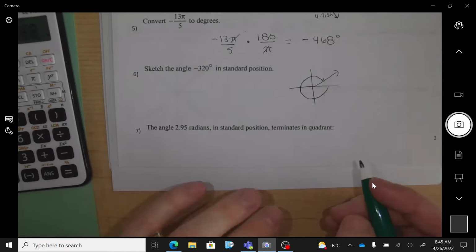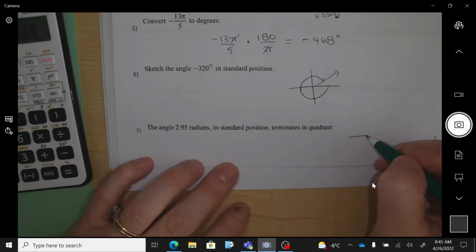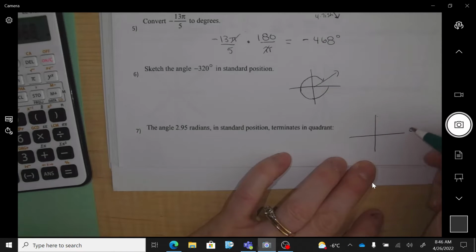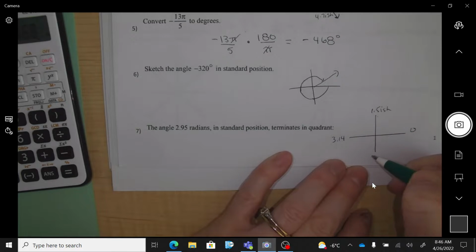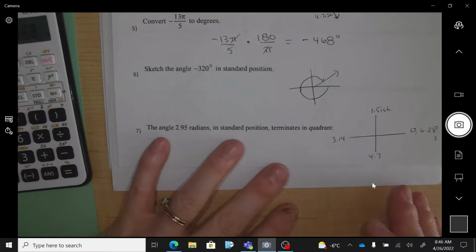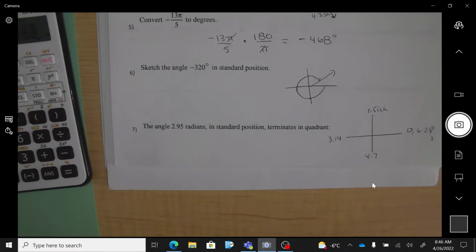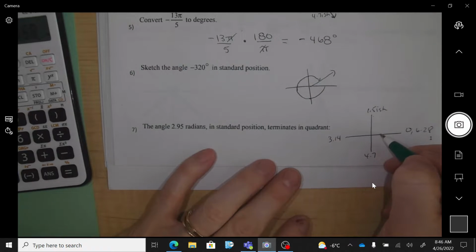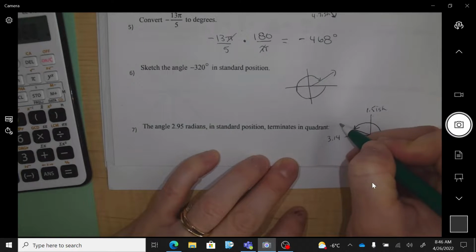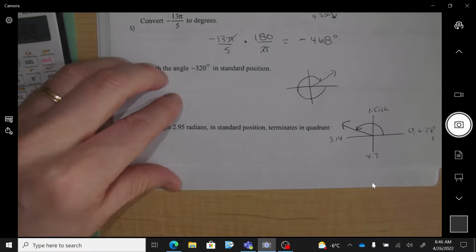What quadrant does this terminate in? So remembering what I had talked about before, 1.5-ish, 3.14-ish, 4.7-ish, 6.28-ish are kind of the baseline numbers of the quadrants. So 2.95, we would end up short of a full pi.